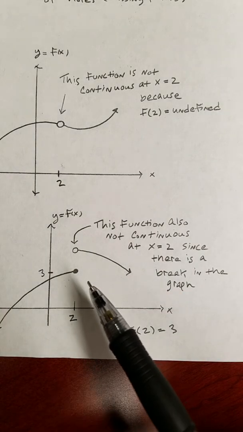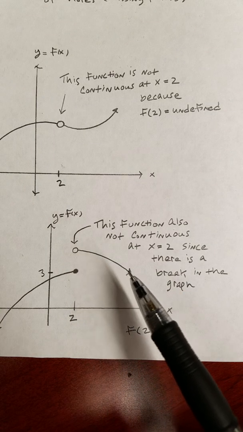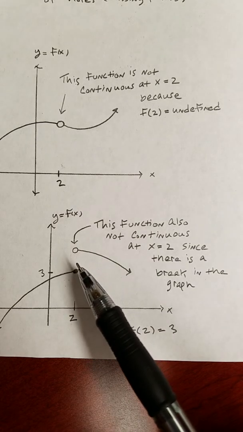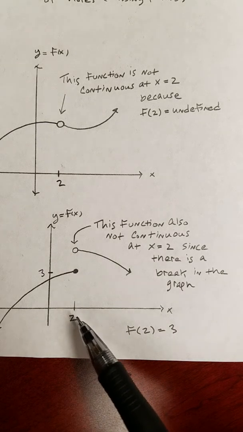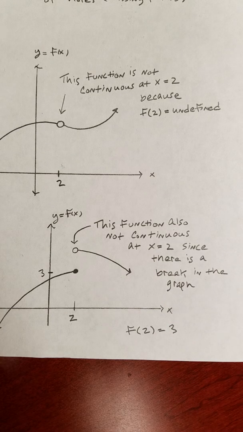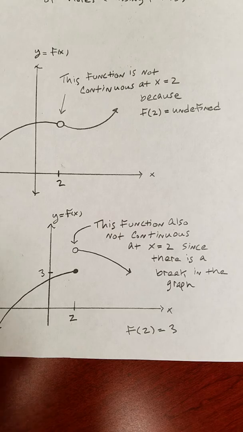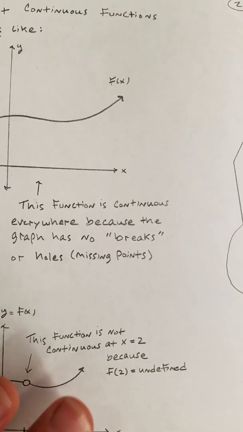But nonetheless, the graph is in 2 disconnected pieces. And that makes it not continuous at this spot. It's not continuous at 2. Okay? All right. So that visually, that's the way things go.